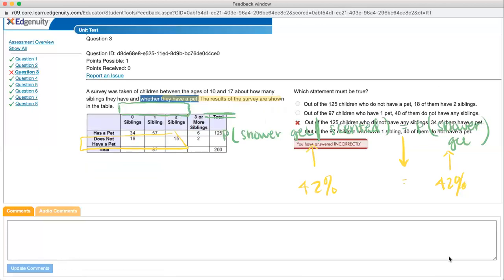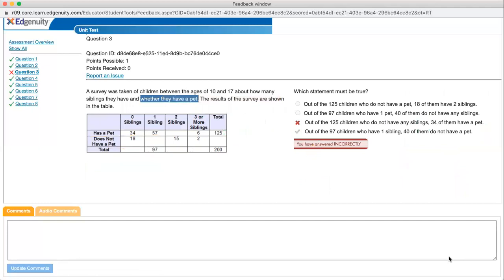Number 3. Okay, so usually when I see something like this, a table that is not filled in, I want to fill it in, right? So going across the top row, all of this has to equal 125. So I'm going to take 125 and subtract everything, minus 34, minus 57, minus 6, and whatever is left over is going to be 28. So 28, if my calculator is working.